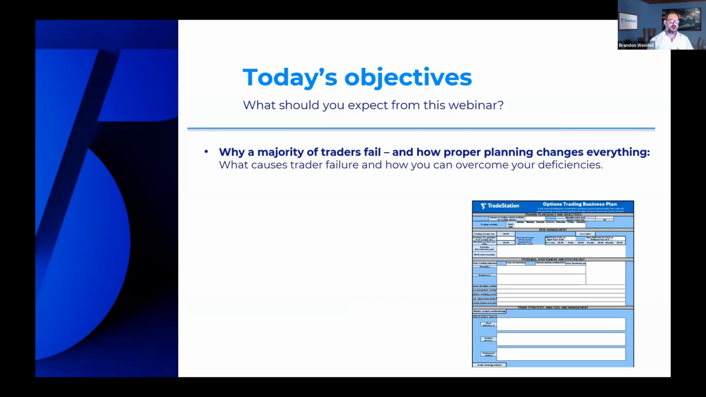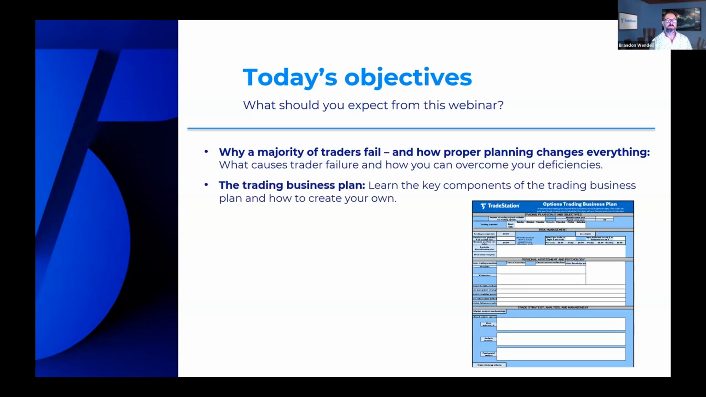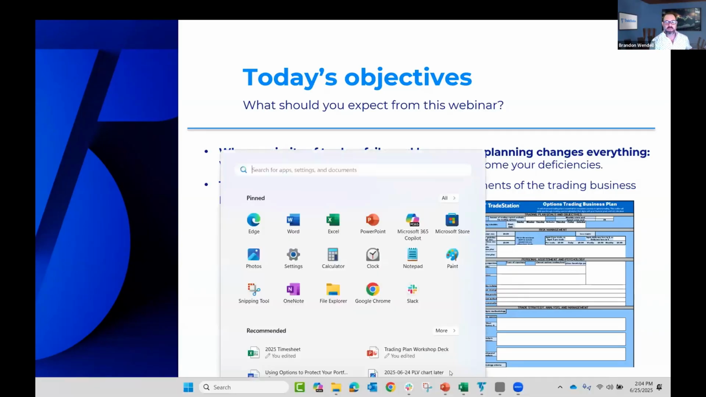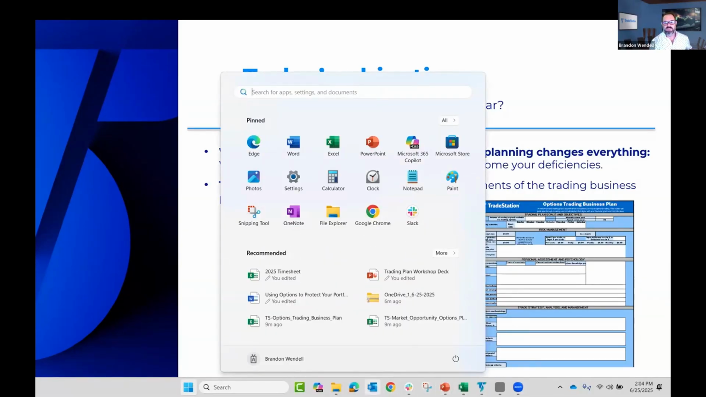We're going to talk about why a lot of traders fail and how planning things out actually changes everything, makes it so much, I would call it easier, actually. It does make it easier to figure out what you're supposed to be doing and when you're supposed to be doing it, and how to do it properly. We'll talk about the trading business plan, and there's actually two types of plans that we're going to discuss. And if it's not up yet, I know it'll be up very soon.